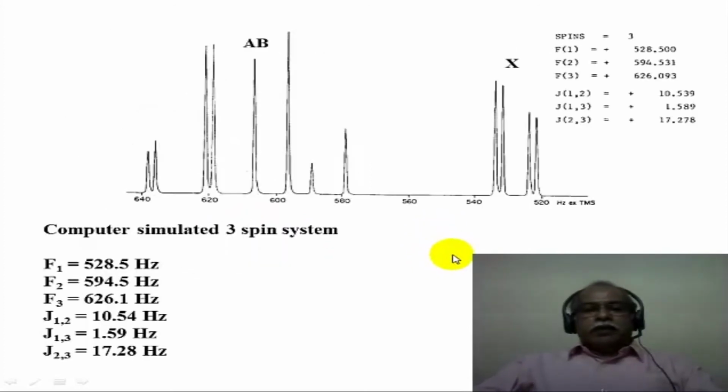Here is a computer simulated 3-spin system. The AB part of the spin system is shown separately, and the X part of the spin system is also shown separately. Now these are systems which are typically the olefinic hydrogen, mono-substituted olefinic hydrogen, where you have an AB and an X kind of a system. The X part is split into 2, one by the JAX, the other by JBX. So one can extract 2 coupling constant information from this spectrum here.